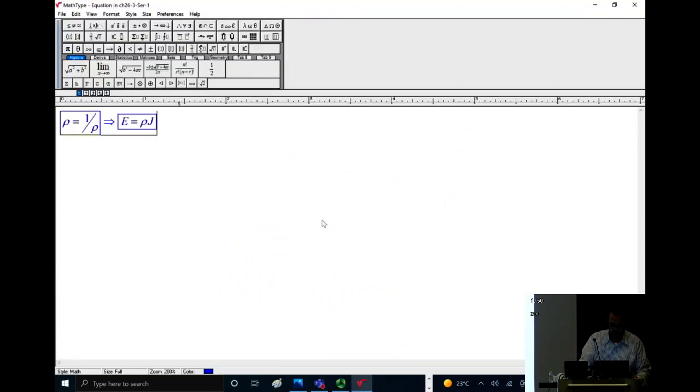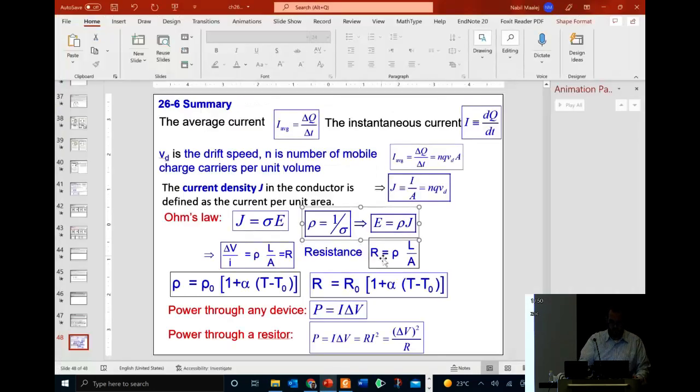Sorry, this is a mistake here. So here, rho is 1 over sigma. I forgot to correct this. Okay. So instead of writing J is equal to conductivity times electric field, we can also write the electric field is the resistivity, rho, times the current density. We also derived the fact that delta V is equal to Ri. This is the Ohm's law that you're used to.